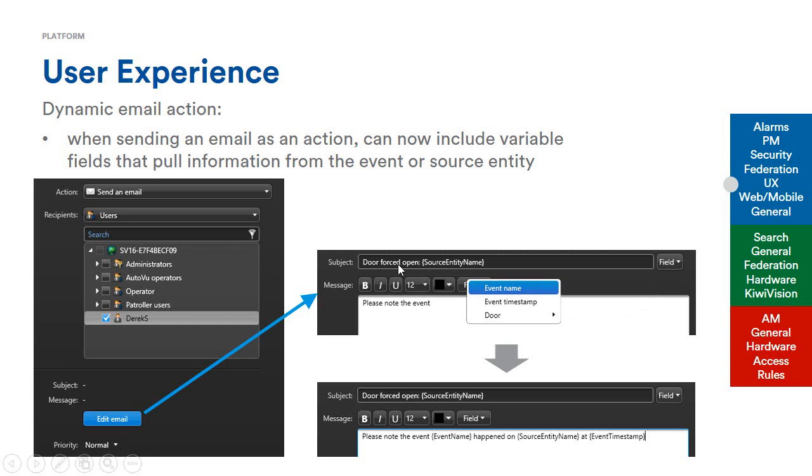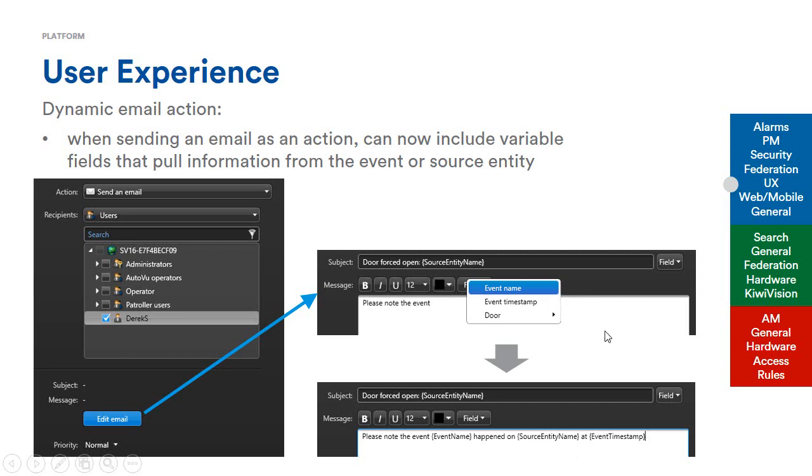So originally in the subject I wrote door forced open, because I just want this to be a generic email sent out whenever any door is forced open. So I chose the field, and I chose that I want the actual source entity name to show up in here. I pulled that up under my door entity here, because this is of course what I'm triggering it on. And then in the body of the email, I wrote, please note the event, clicked on field, chose the event name, and then it gives you that little variable here. So event name happened on, and then I chose the source entity name at, and I chose my event timestamp.